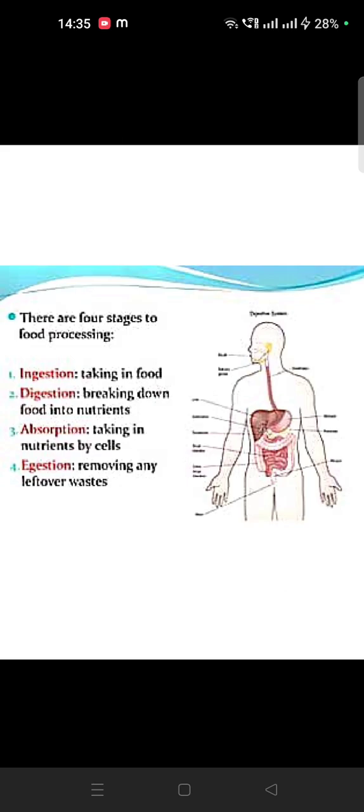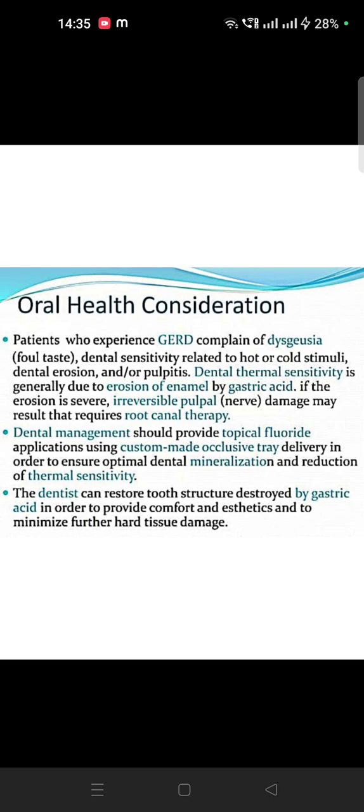Ingestion means taking food, digestion means breaking down the food into nutrients, then absorption, taking the nutrients by cells. Egestion means removing any leftover wastes. So for oral health considerations, GERD will be there. Here there is dental sensitivity related to hot or cold stimuli, dental erosions and pulpitis.